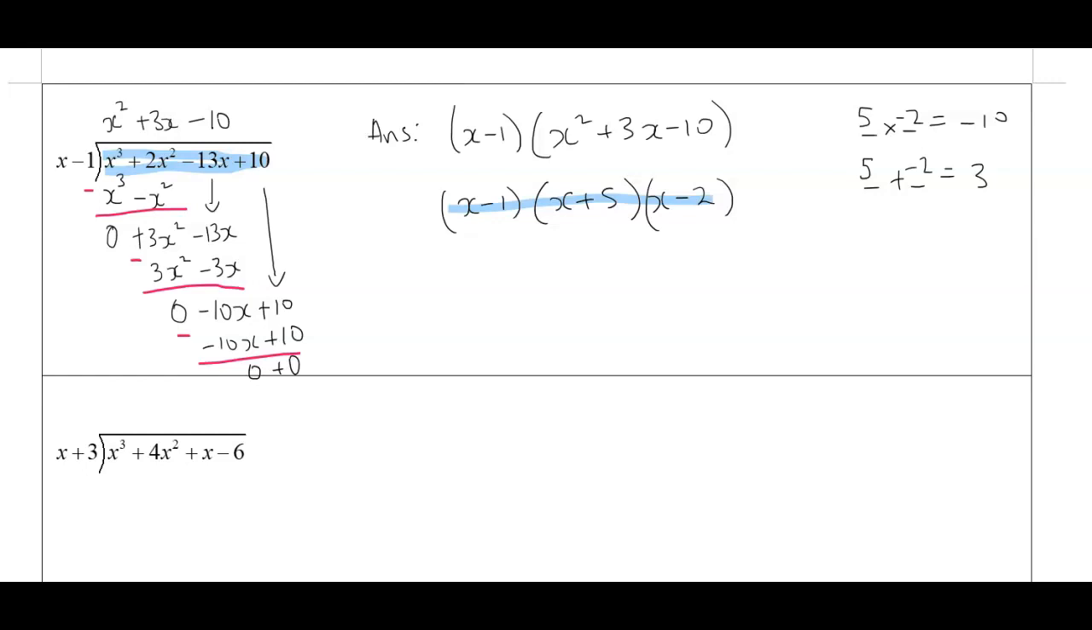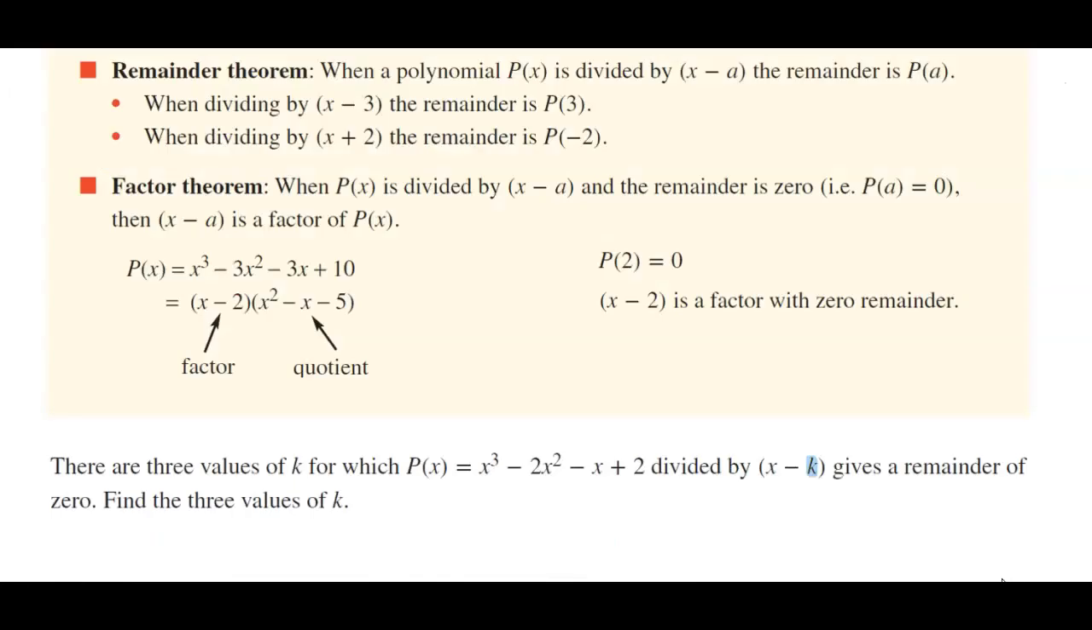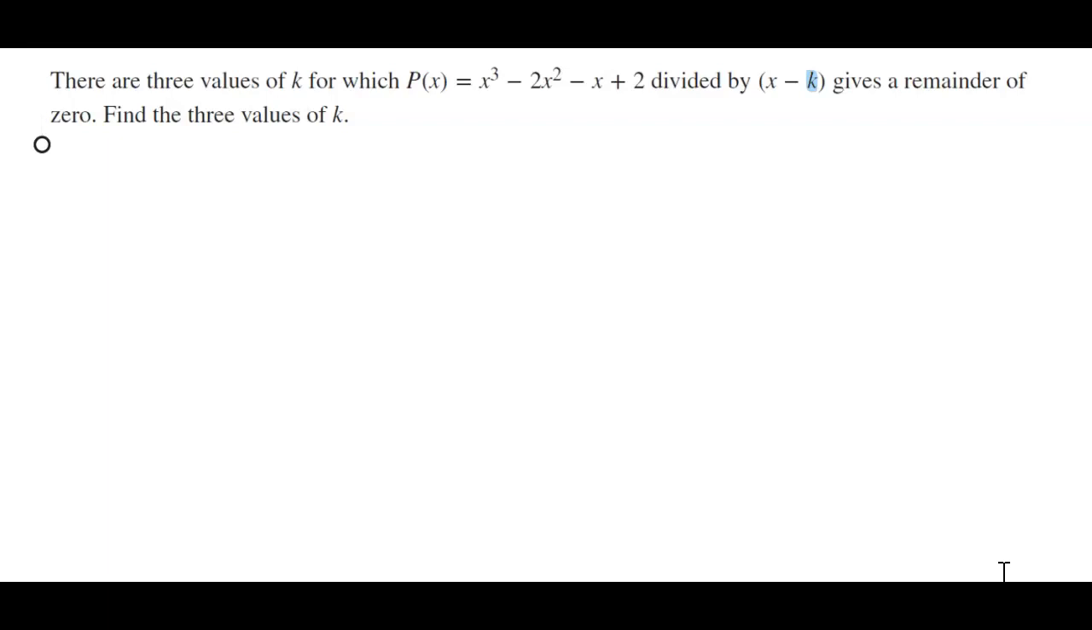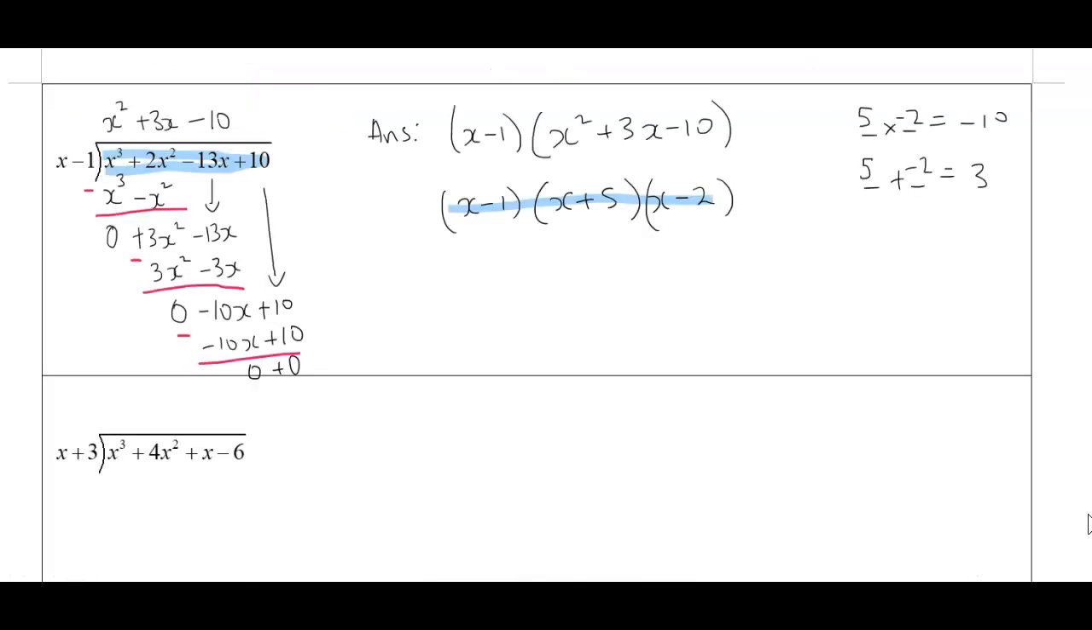All right, so moving on to the video today, getting on to our factor and remainder theorems, I just want to have a look at this question. It says there are 3 values of k for which p of x equals x cubed minus 2x squared minus x plus 2, divided by x minus k, gives a remainder of 0. We have to find the 3 values of k. Now, if we look at the previous question that we just did, the values of k for this one would be 1, negative 5, and 2.